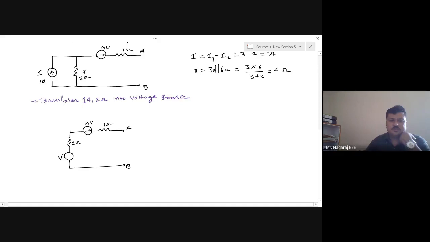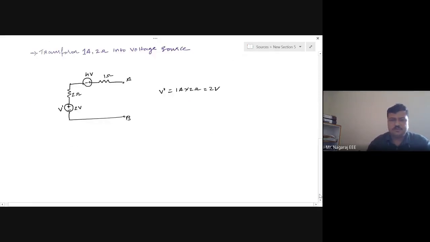Then let this be V dash. So V dash is equal to 1 amp into 2 ohms, which is equal to 2 volts. Now this is 2 volts. What is the direction of this voltage source? Current source is upward, so positive sign will come upward, negative sign will come downwards. Now I have two voltage sources in series. I can conveniently take the effective value.